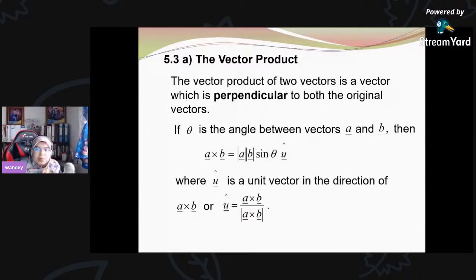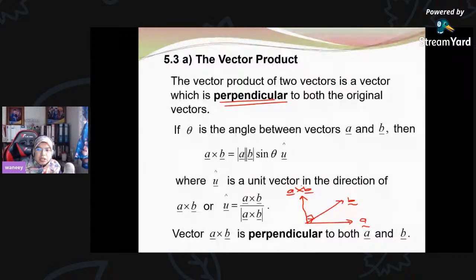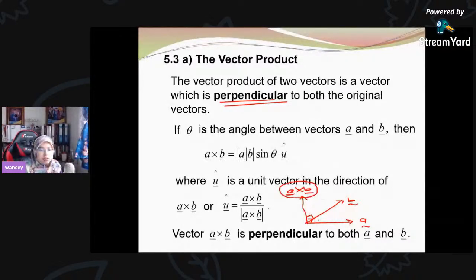Okay, so the vector product is perpendicular to both the original vectors. What it means is that if we have A over here and then we have B over here, to move from A to B, we are going upward. So this is A cross B. A cross B should be perpendicular to B, and it will be perpendicular to A as well. So it should be perpendicular to both A and B. Like my sketching over here, this is A cross B. A cross B needs to be perpendicular to the vector B, and perpendicular to the vector A as well.